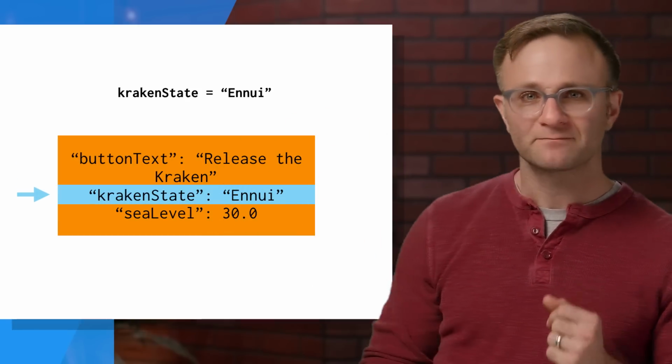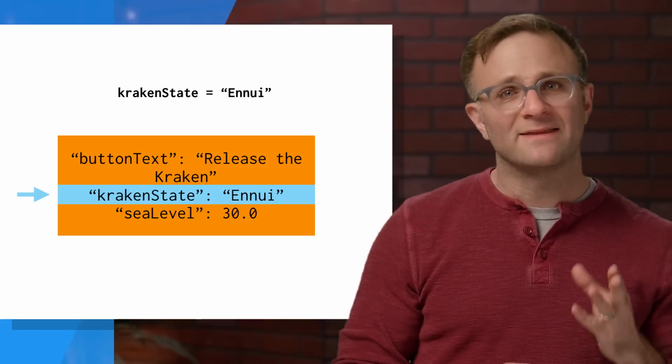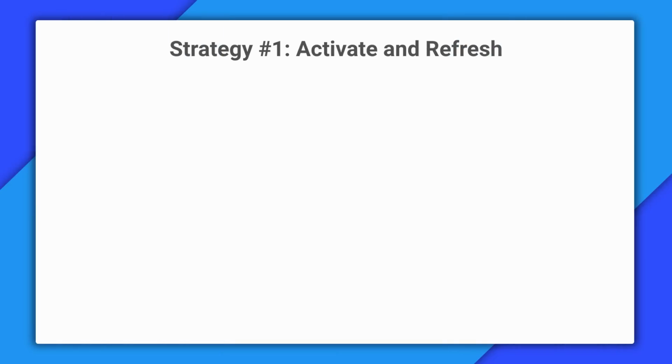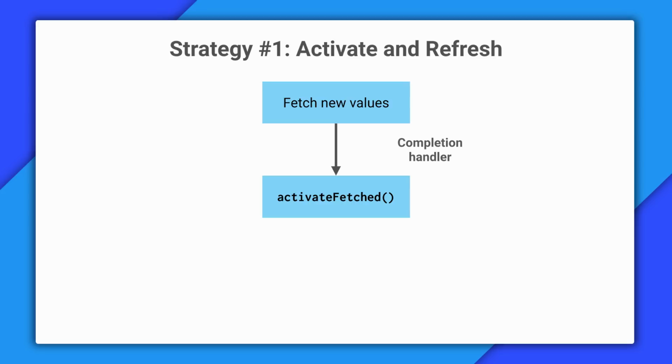Now, there are several ways you can apply this fetch and activate strategy. Let's go over some of the most common ones. So option one, and the option you'll most likely see in our sample apps, is the activate and refresh strategy. The idea is that you can start by fetching new values, and then in your completion handler, you can call activate fetched to apply these values, then send off some kind of notification or callback, which tells your app to go ahead and update itself.